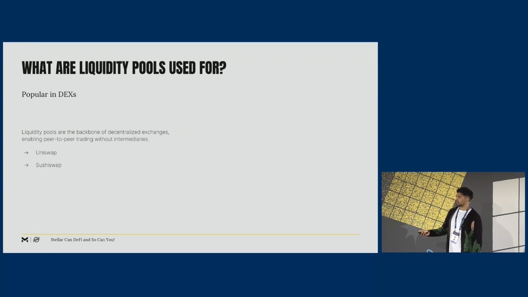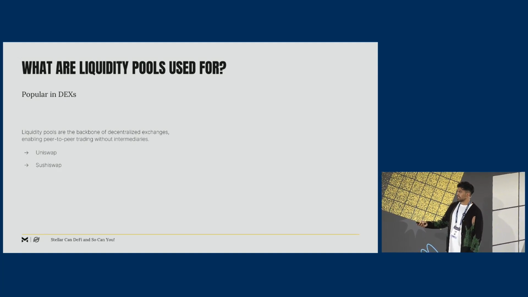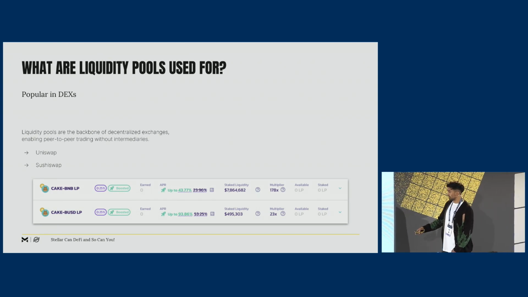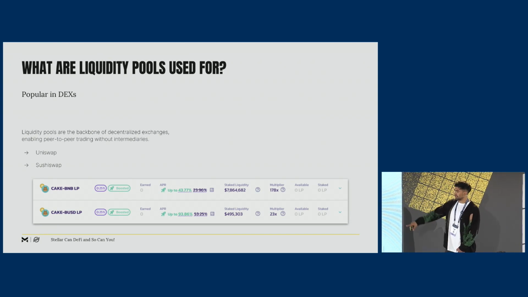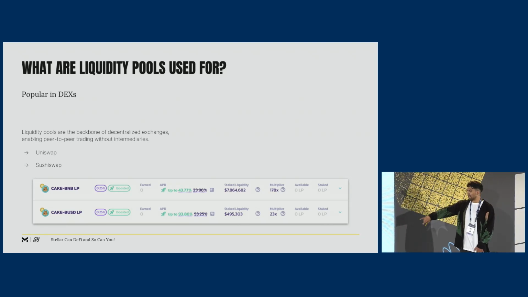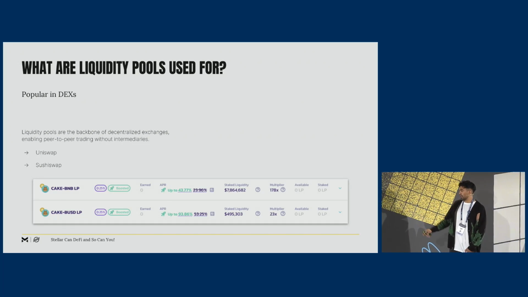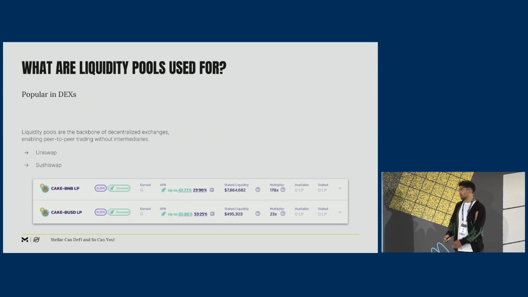So here are some popular decentralized exchanges, Uniswap and SushiSwap, and here's an example of what a liquidity pool looks like. You see the Cake BNB, Cake BUSD liquidity pool pair. The incentives right here, 43% year over year, and the total liquidity staked there.